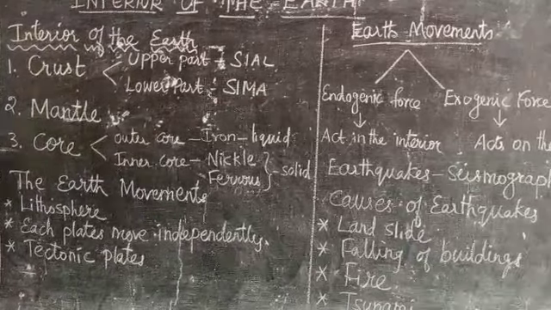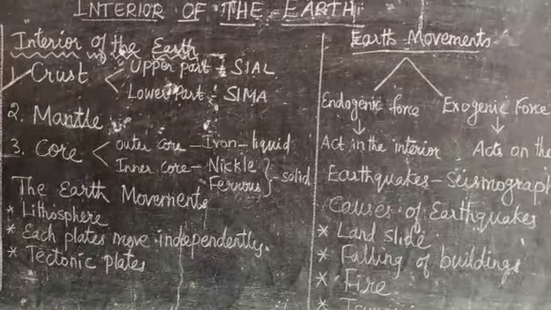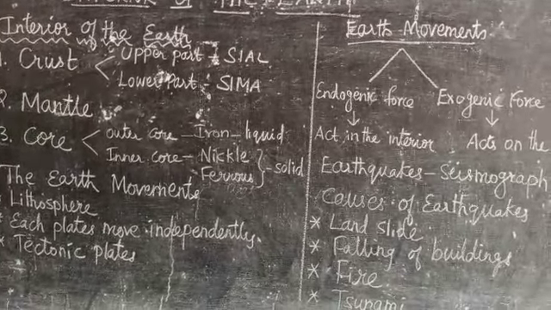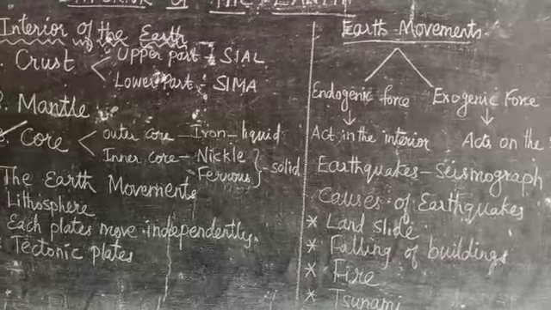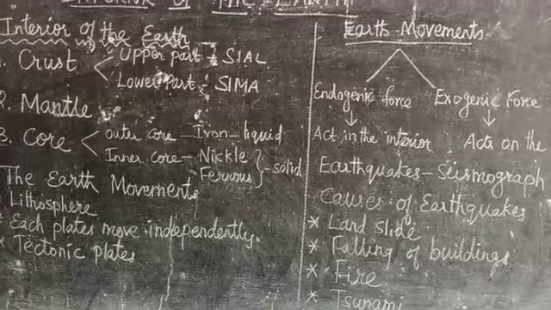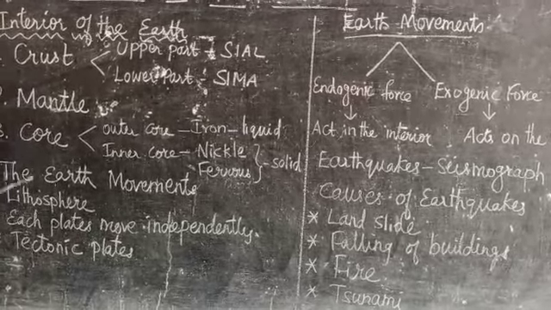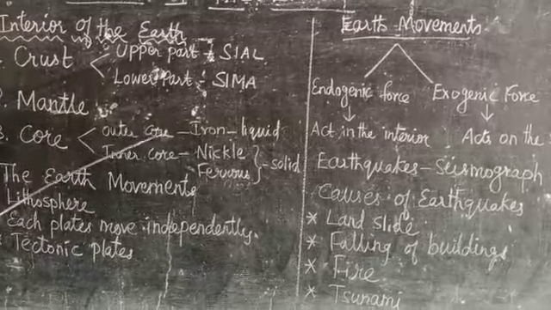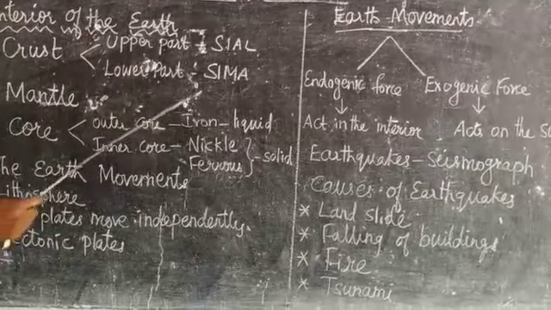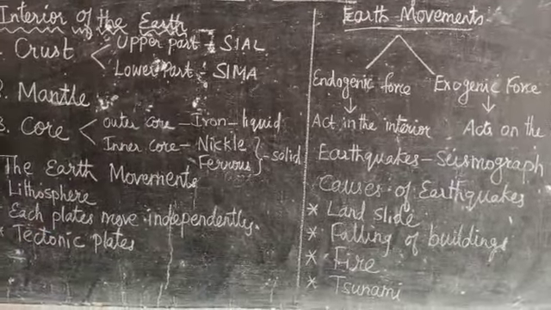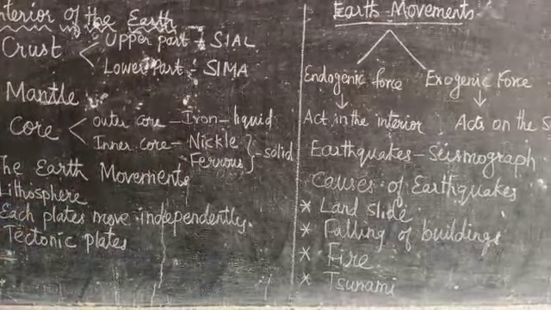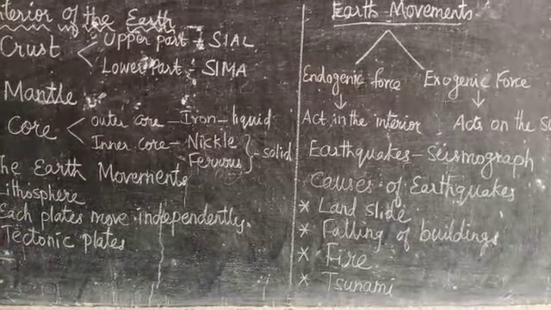Next, coming to the mantle. There is a layer in between the crust and the mantle. It is called the Mohorovicic discontinuity. The upper part of the mantle together with the crust forms the lithosphere. And the core has two parts, the outer core and the inner core. The outer core is rich in iron and it is in the liquid state. The inner core is rich in nickel and ferrous. It is in the solid state.